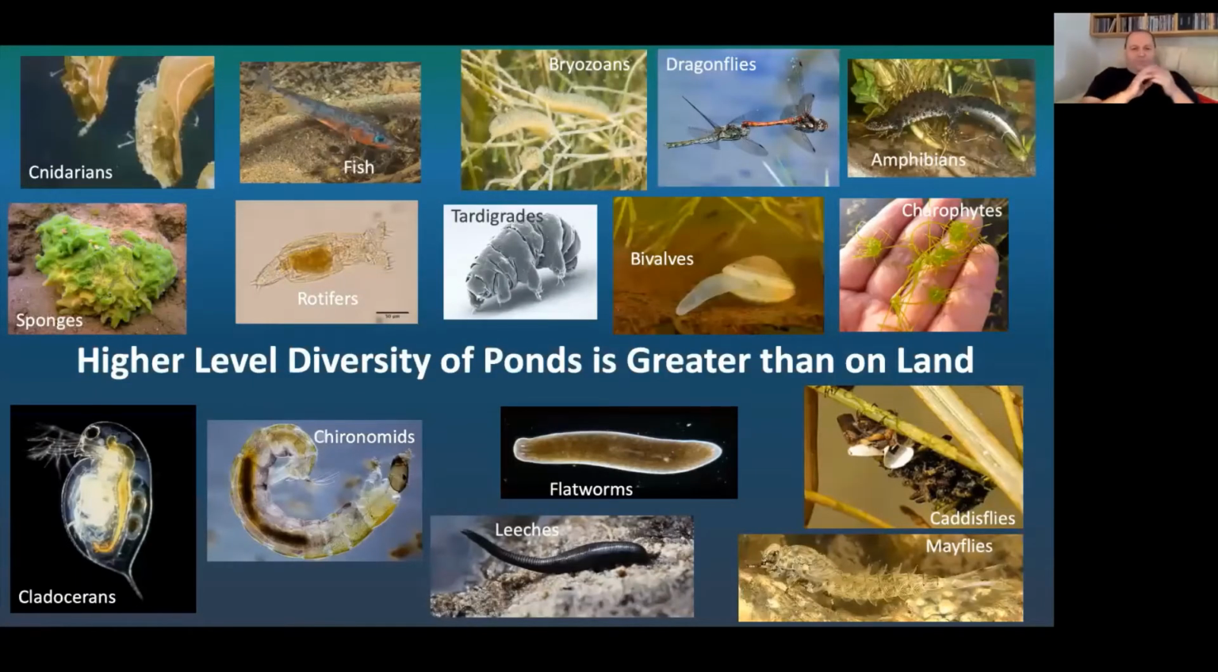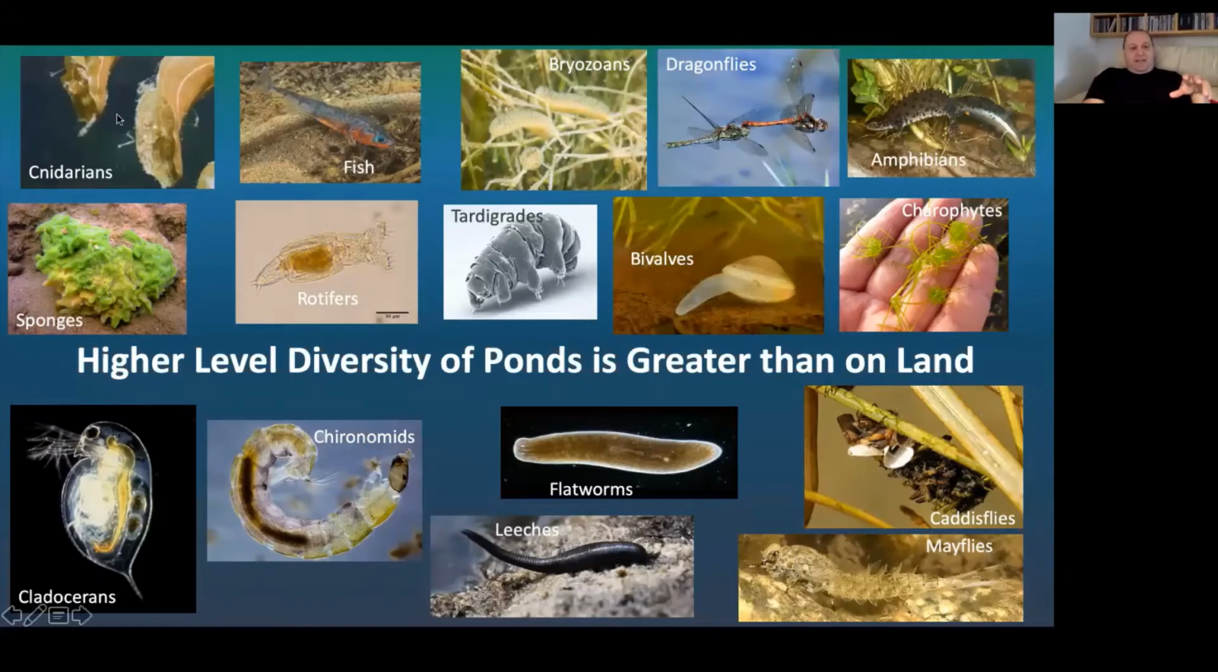Now, one thing with ponds is how incredibly diverse they are. This slide helps to bring this together. In fact, while there aren't more species in ponds than terrestrially, the higher level of biodiversity is definitely greater, because you have all these great obscure groups that maybe you've heard of and maybe you haven't, but they don't really occur on land.